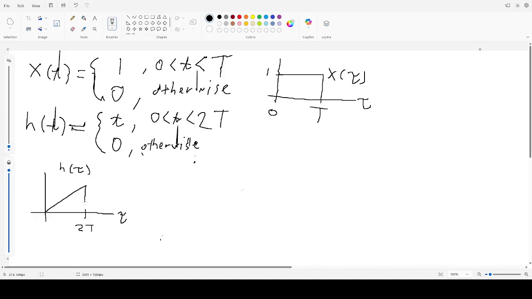It looks like that. Slope of 1. This height is then 2t. When we flip it left-right to do t minus tau, its height is the same and its width is the same. So it should still be 2t wide and 2t tall.